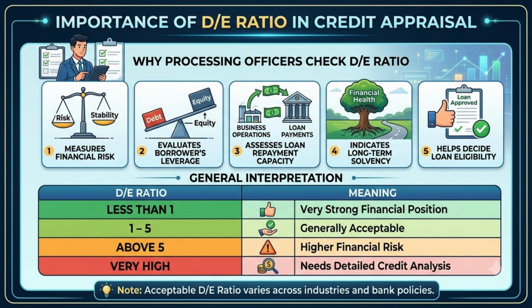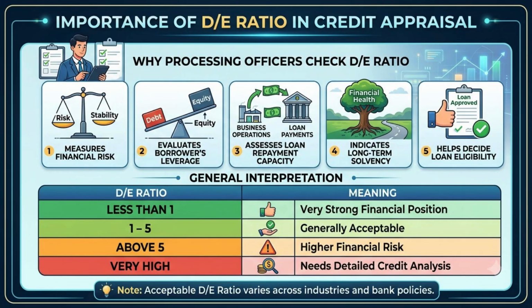For a processing officer or credit analyst, the DE ratio is an essential tool for evaluating the borrower's financial health. A high DE ratio indicates that the company relies heavily on borrowed funds. If business profits decline, such companies may face difficulty in servicing interest and loan repayments. On the other hand, a lower DE ratio shows stronger owner commitment, lower financial leverage, and better repayment capability.